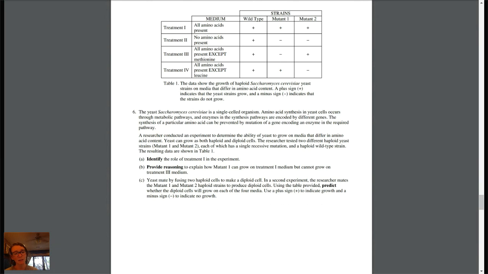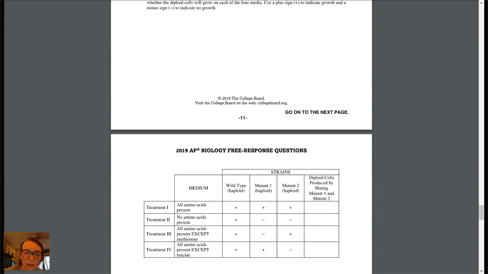So you needed to say something along the lines of mutant 1, sorry, I just lost my train of thought. Oh, mutant 1 requires an external source of methionine or is not capable of producing its own methionine, something along those lines. Then for part C, yeast mate. Okay, so this is saying we are fusing mutant 1 and mutant 2 haploid strains to produce a diploid strain, and you needed to predict the results, okay, down here.